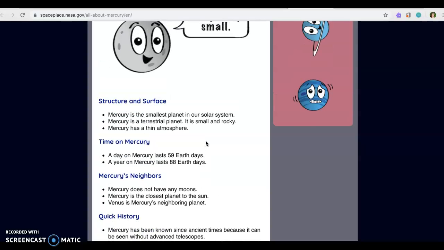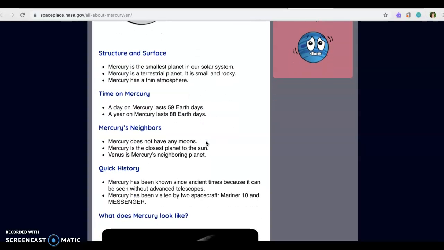When you're taking notes like this, boys and girls, it's important to write as little information as possible while still getting your point across. You do not need to copy this word for word. For example, it says Mercury is the smallest planet in our solar system. You could just write smallest planet in SS or smallest planet.